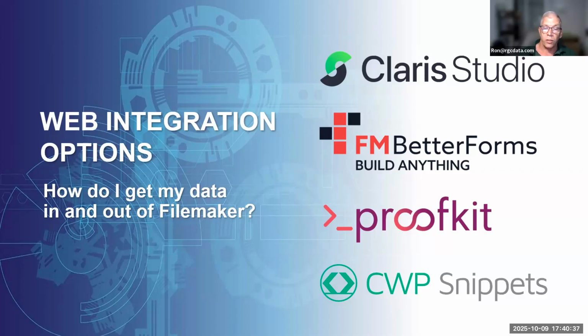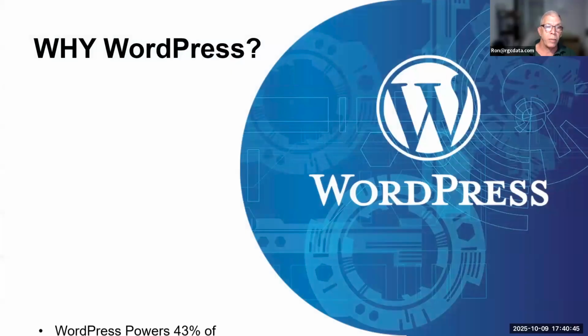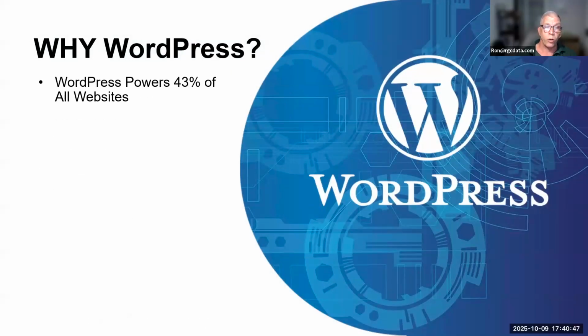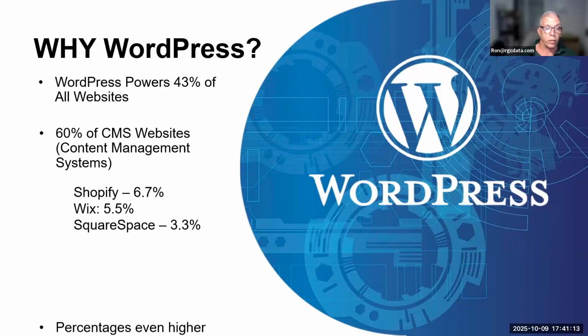But what you'll see is that CWPSnippets is actually specifically designed for working with WordPress. So why are we talking about WordPress? Well, the fact of the matter is that WordPress powers 43% of all websites. And of content management sites, which is basically the what-you-see-is-what-you-get type websites, it does a full 60%. And in comparison, in the content management wheelhouse, the nearest competitors, Shopify, Wix, and Squarespace, are all less than 10%. So a lot of people are using WordPress.